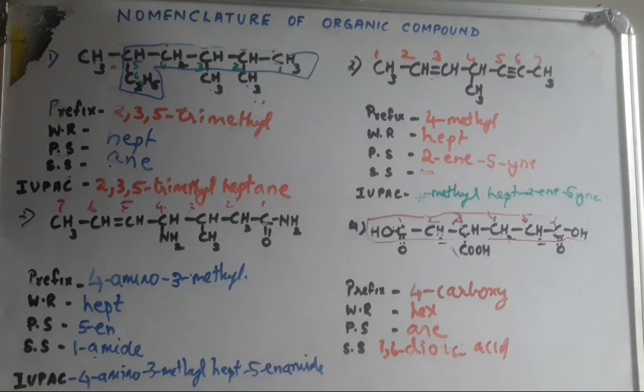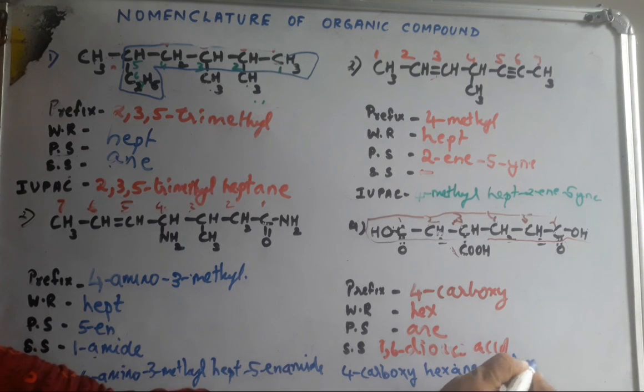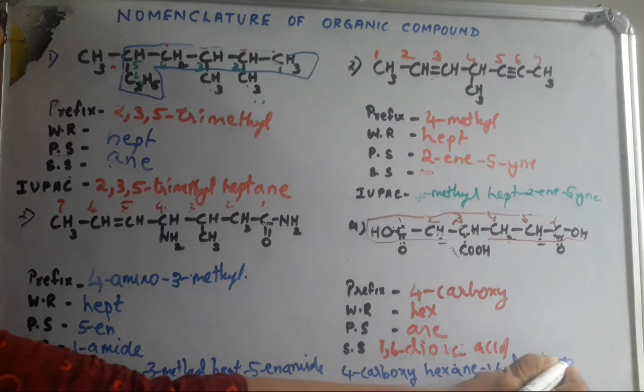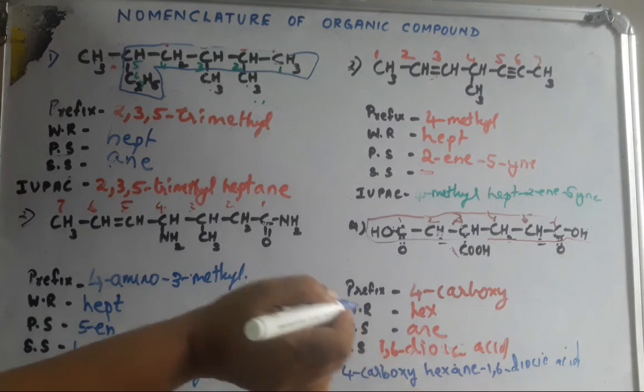So the IUPAC name will be coming like this: 4-carboxy hexane 1, 6 dioic acid. So this is the name for the compound.